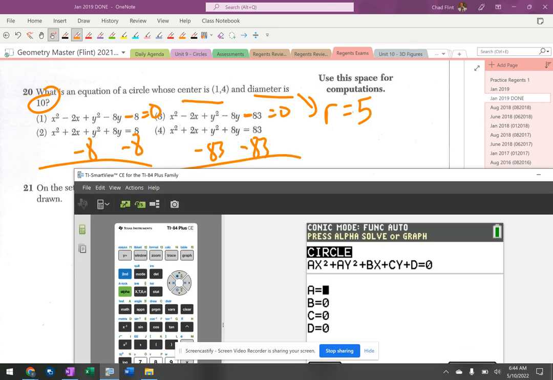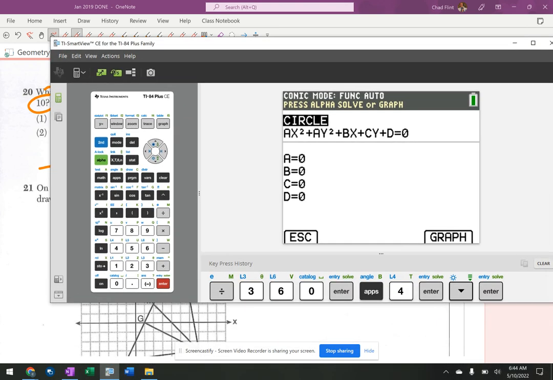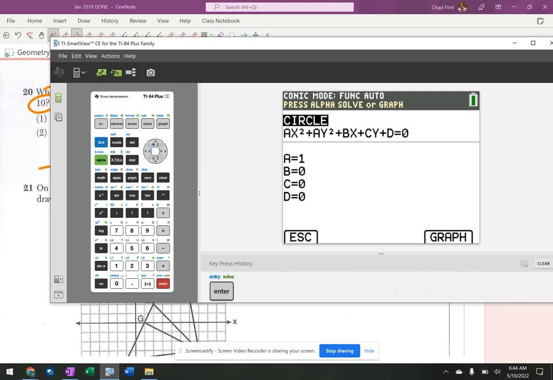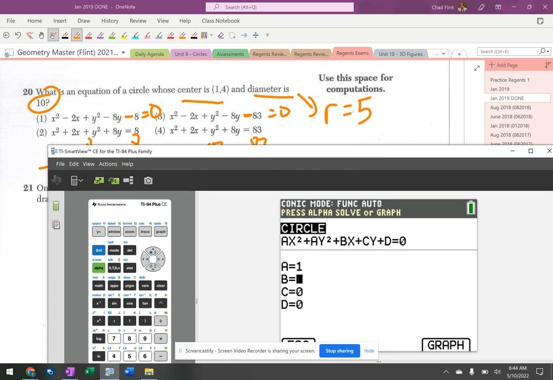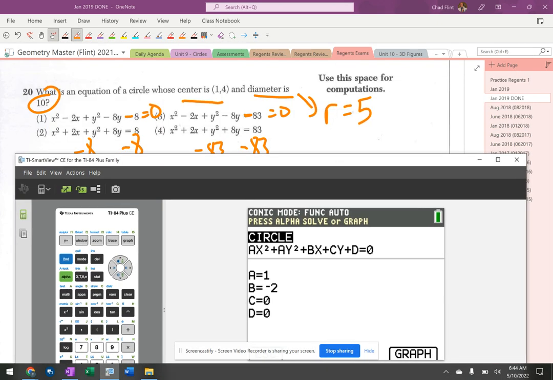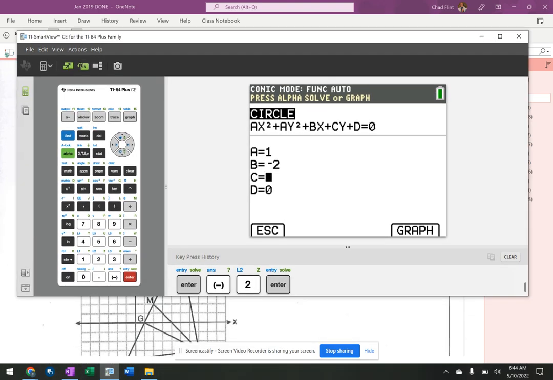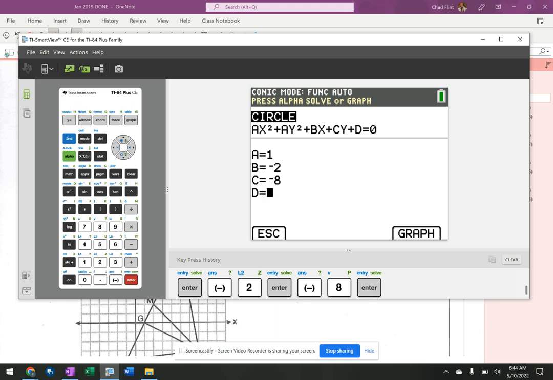Now the A, you can see the x squared and the y squared are not next to each other, but they have the same first value, and they always will. All right, so it's going to be a 1 basically every time. B is the number in front of the x, which is a -2 if I'm doing number 1, so -2. C is the number in front of the y, which is a -8. And then D is the number by itself, which is also a -8.